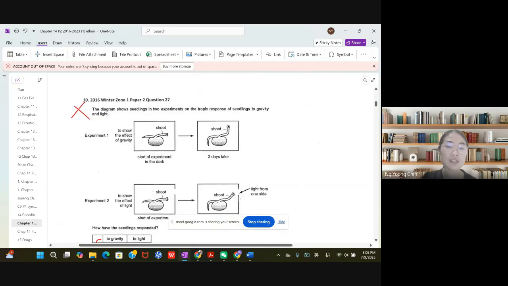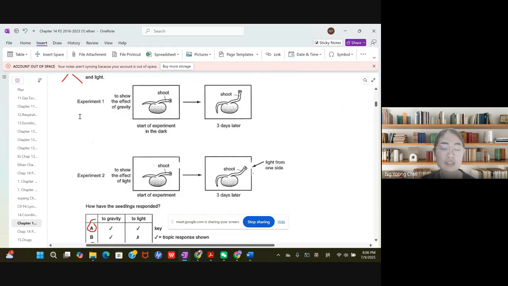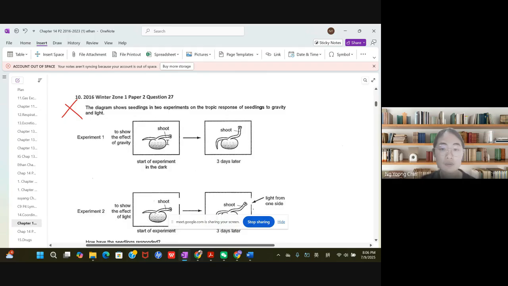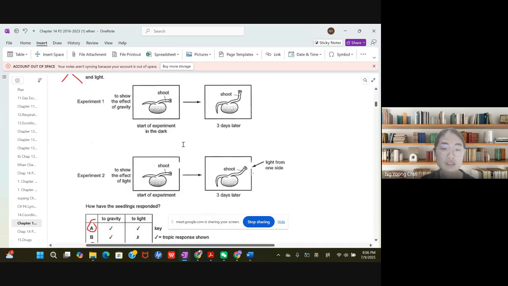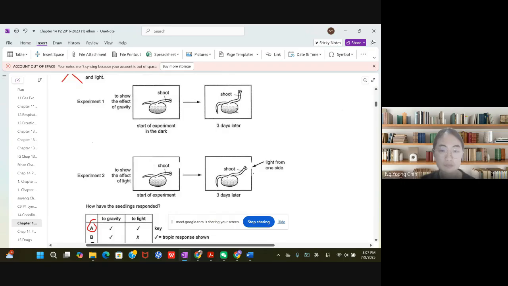And then for this one, seedlings in the two experiments on the tropic response of seedlings to gravity or light. You can see that in the first experiment, the seeds will grow outwards. They will start this experiment on the dark side, and after that they will grow outwards 3 days later. You can see the shoot is growing outwards and the root is growing downwards.